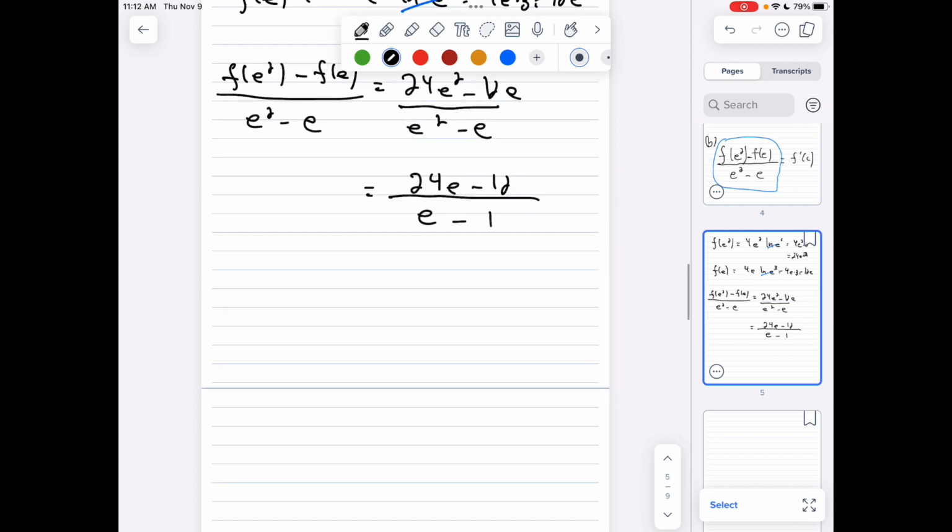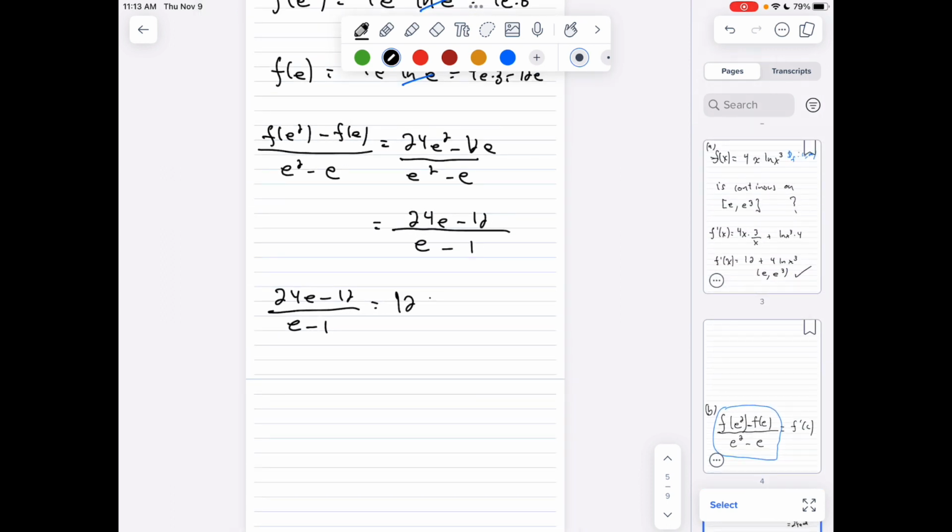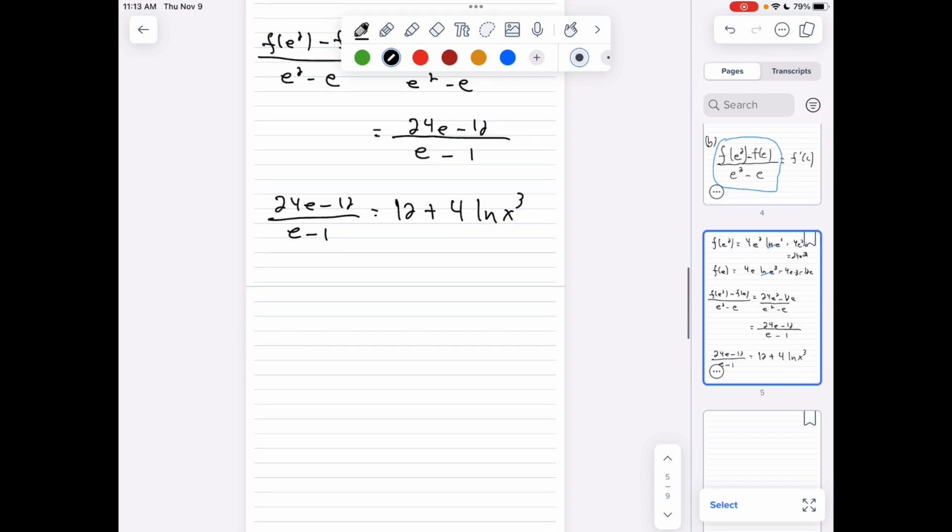Okay, so the next thing we're going to do is take what we just got and set it equal to the derivative and solve. And our derivative, once again, was 12 plus 4 ln x to the third. We're going to solve this equation.